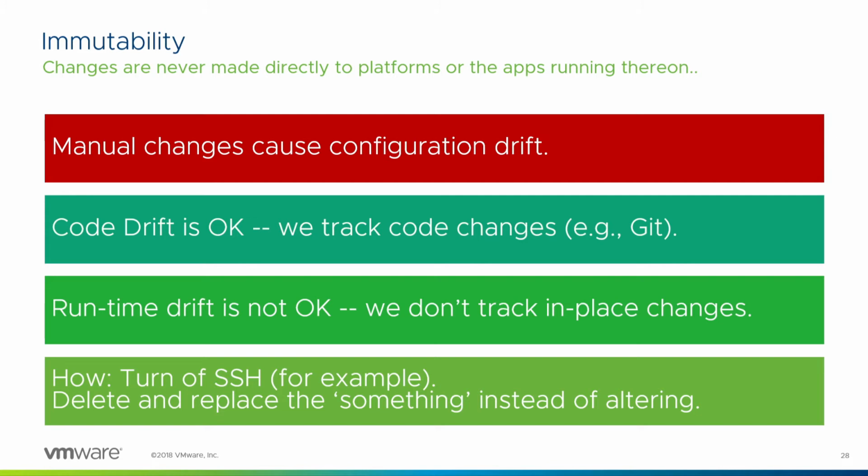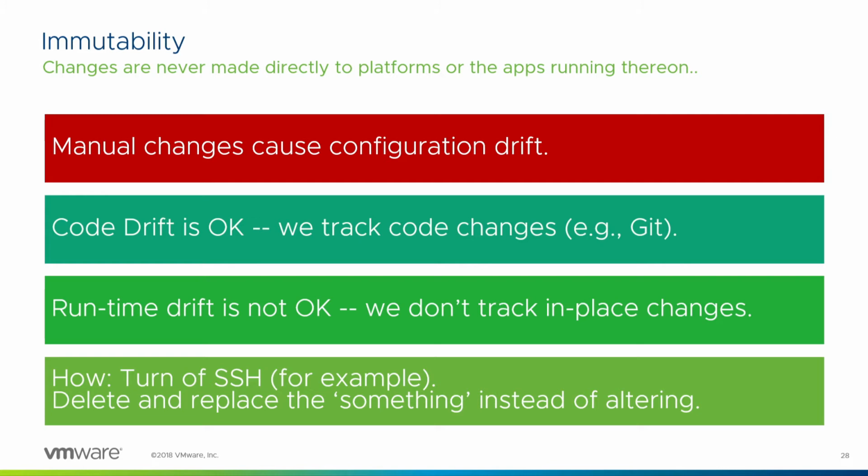Code drift is okay though. Changing a system online is not okay, but code drift is okay. That's what Git is tracking for us, right? So we can change the code, we can change the Chef cookbooks, we can change the bash scripts, we can change the Go code if that's how we're doing our work that's making REST calls. That's okay because we can track it. And if we can do that, then we don't end up in runtime drift, but runtime drift is not okay.